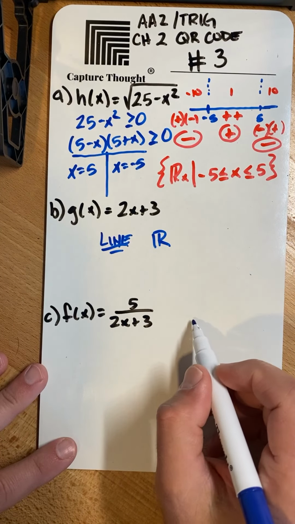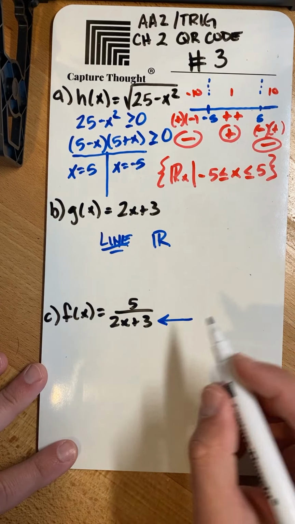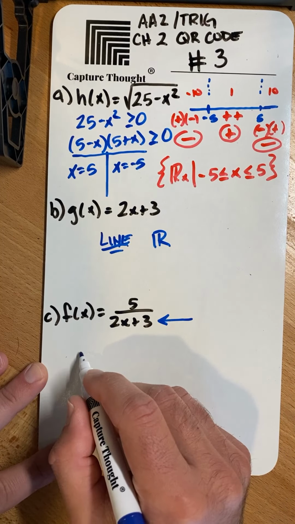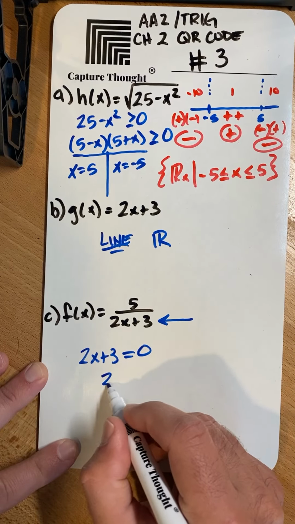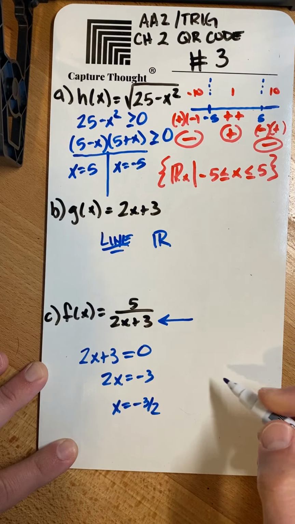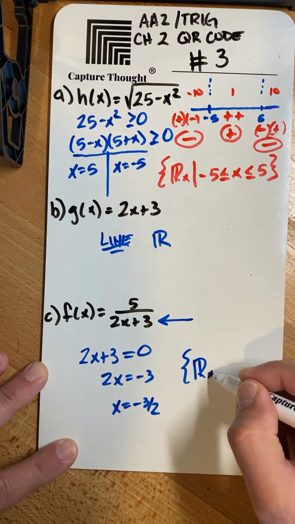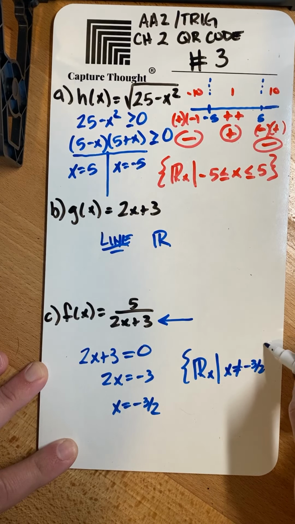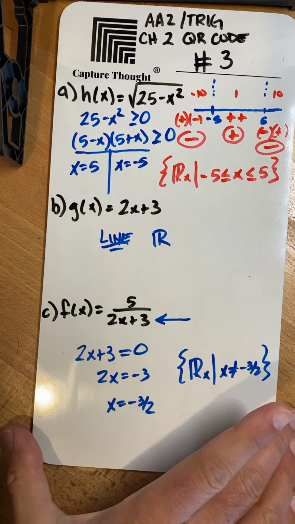This is a rational function, so you want to make sure the denominator is never a 0. So you have to ask yourself what number would create a 0 in the denominator. So just take your denominator and set it equal to 0 and solve. So I would get 2x would be negative 3, so x would be negative 3 halves. So therefore, you would say the domain of f is all real numbers x as long as x does not equal negative 3 halves. Set notation because there are an infinite number of answers for that.